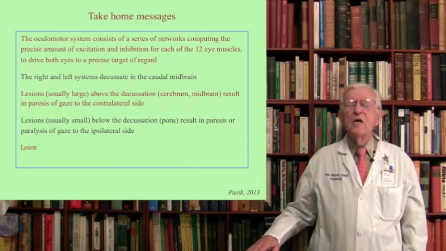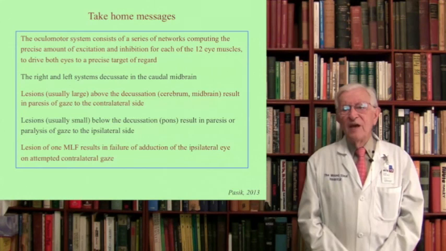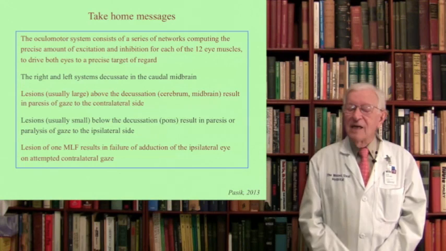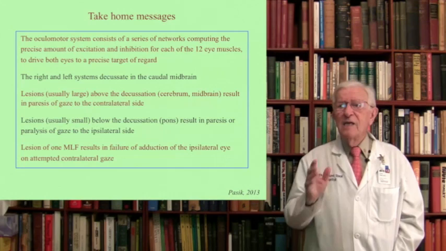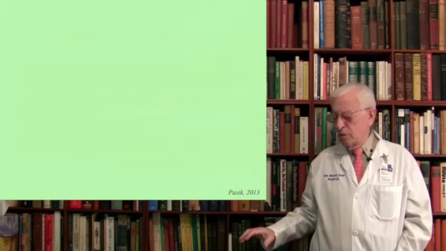Lesions of one MLF result in failure of adduction of the ipsilateral eye on attempted contralateral gaze. That's essential for you to understand and to clearly express, because it's not just the failure of adduction of the ipsilateral eye, it's only the failure when the patient attempts to look to the contralateral side.